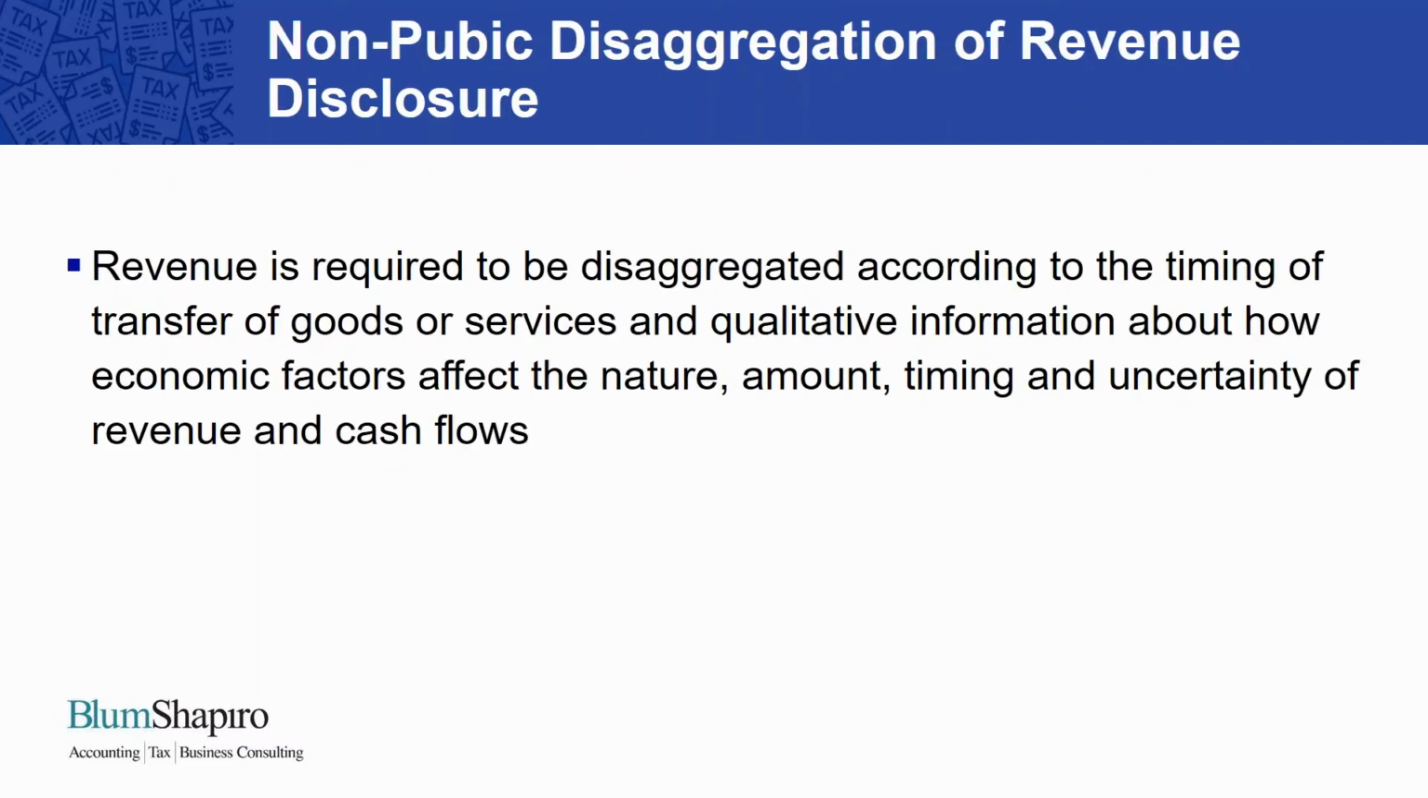So for private companies, the first required disclosure is a disaggregation of revenue. Under the standard, revenue is required to be disaggregated according to the timing of the transfer of good or service and the qualitative information about how the economic factors affect the nature, amount, timing, and uncertainty of revenue and cash flows. Let's take a look at an example of what a disaggregated revenue disclosure will look like in a set of financial statements.